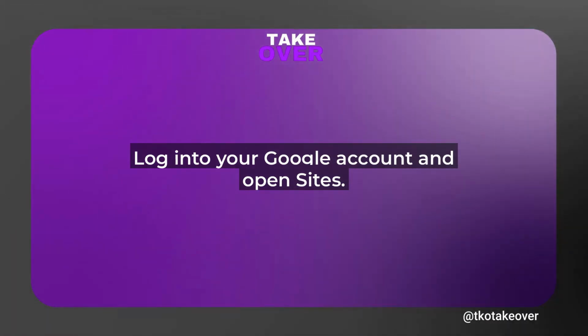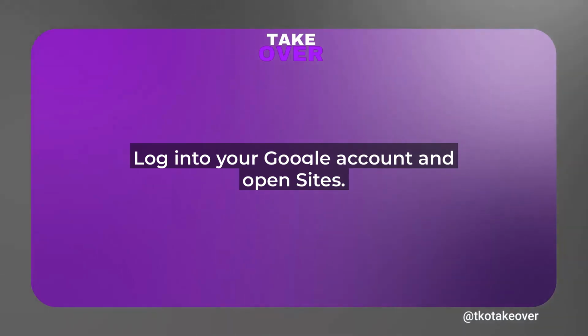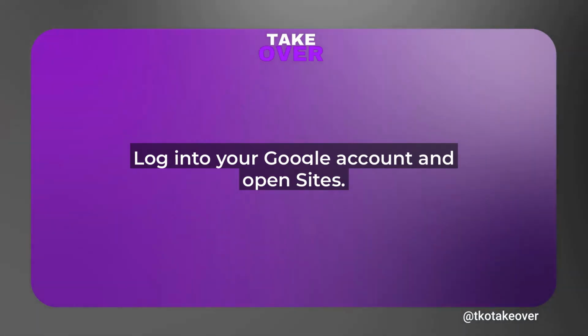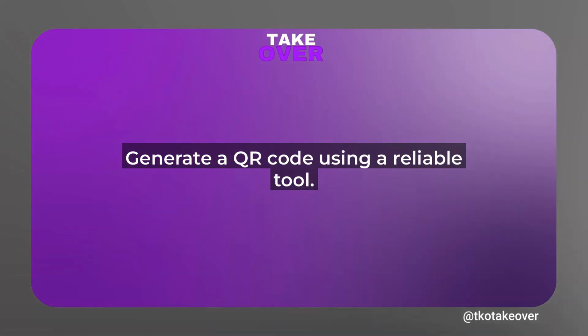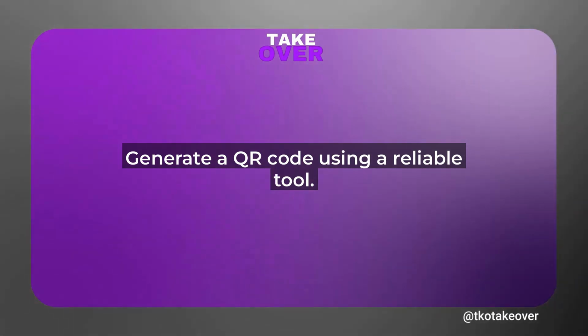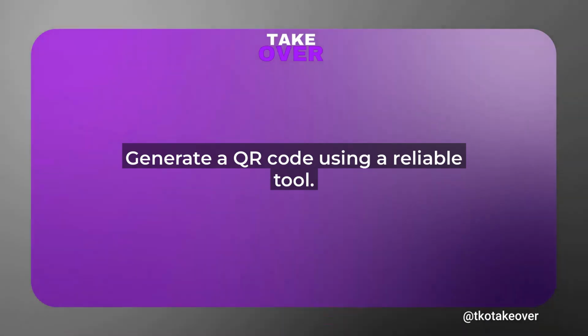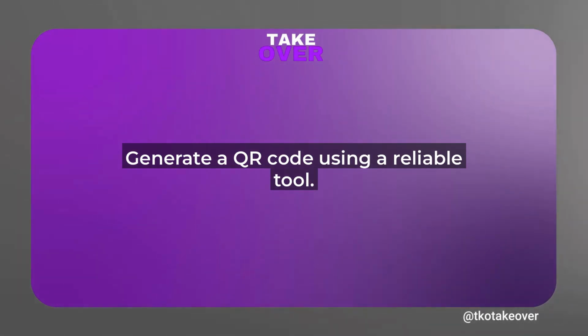Next, you'll need to generate your QR code. In 2025, Google has made this easier with integrated tools, but you can also use external generators like QR Code Monkey. Simply enter the URL or data you want to link, customize the design if you like, and download the QR code as an image file.